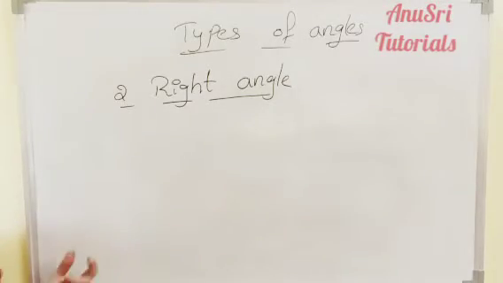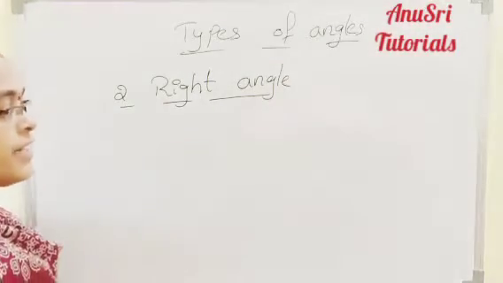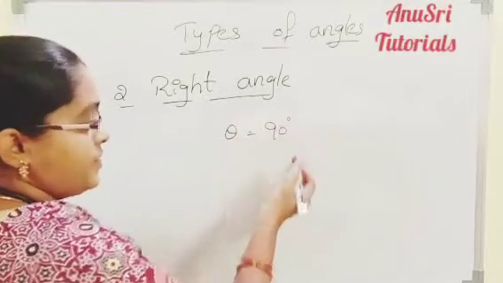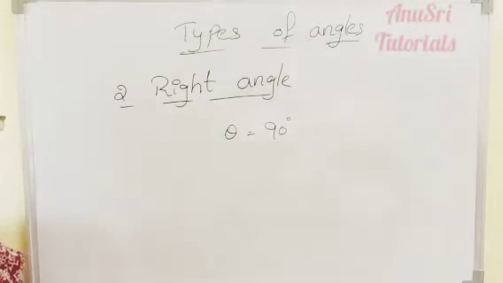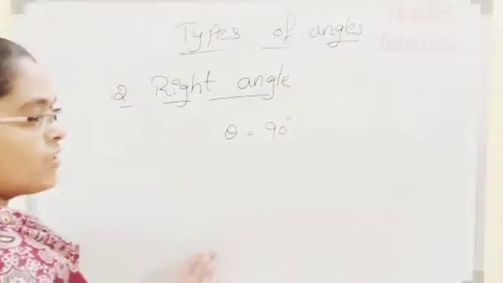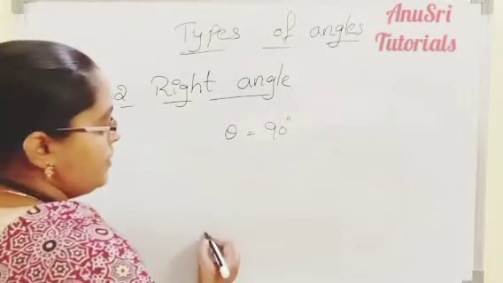See the second type, that is right angle. What is a right angle? If the angle measures exactly 90 degrees, then that angle we are calling as right angle. Only exactly 90 degrees. Not less than 90 and not more than 90. So see how it will be.